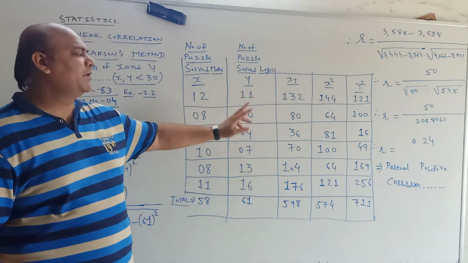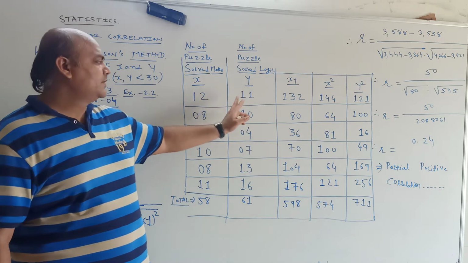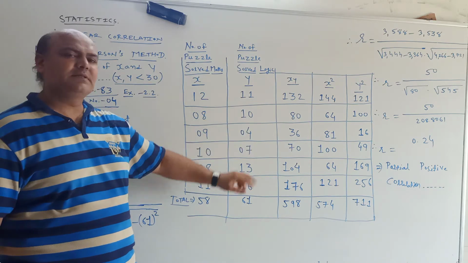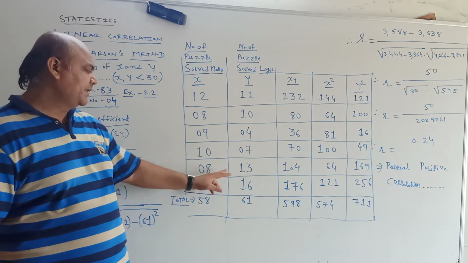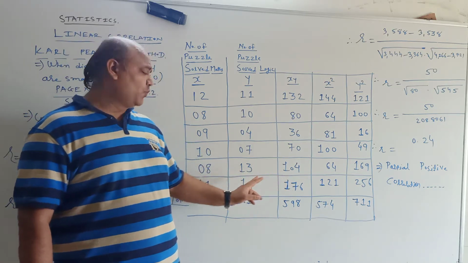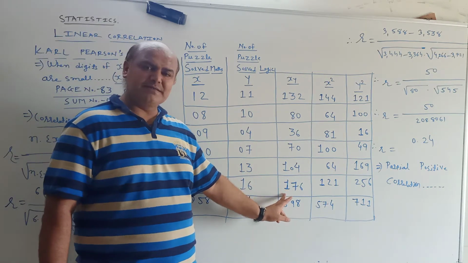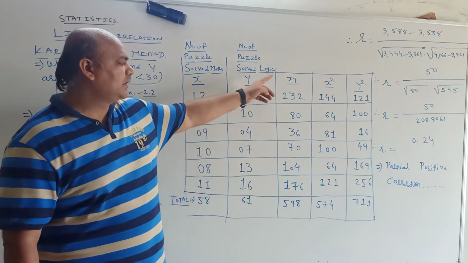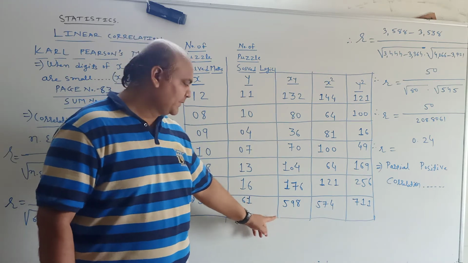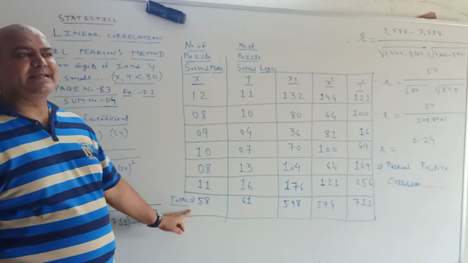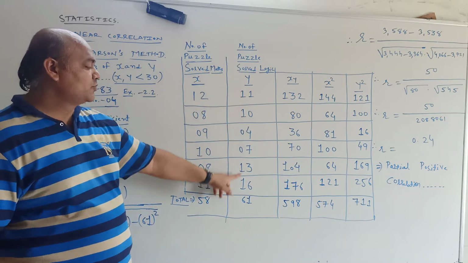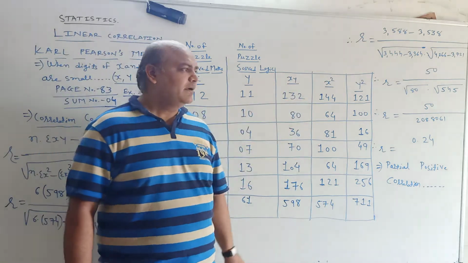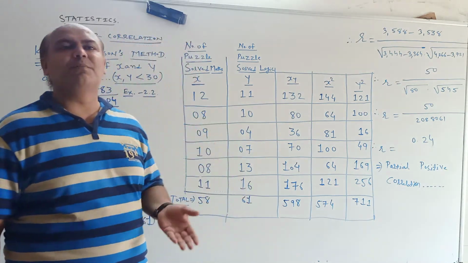First xy, multiplication of x with y: 12 into 11, 132; 8 into 10, 80; 9 into 4, 36; 10 into 7, 70; 8 into 13, that is 104; 11 into 16, that is 176. After doing the multiplication of x with y, we have to do the total, that is called sigma xy. We also do the total of the column of x, that is sigma x, and the total of the column of y, that is sigma y. Now x square. x square means the square of the column of x.